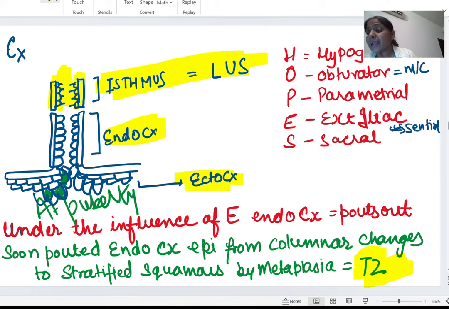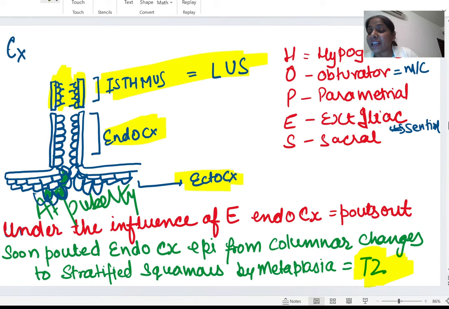Here metaplasia has occurred. It is not transition zone, beta. Dr. Jessica, it is transformation zone. Very good. And it is the site where CA cervix occurs. Now let us see the lymphatic drainage of the cervix.